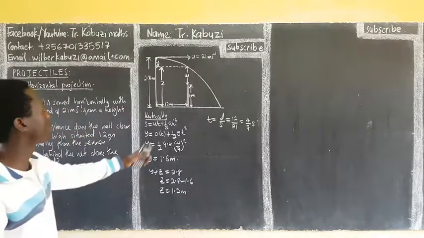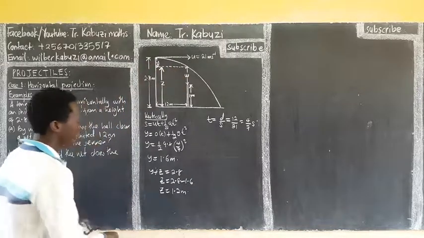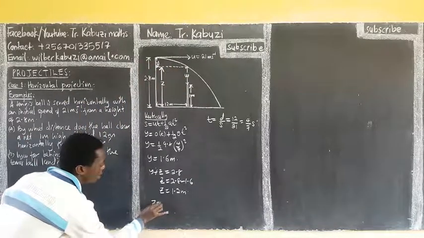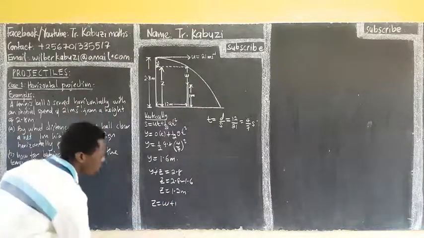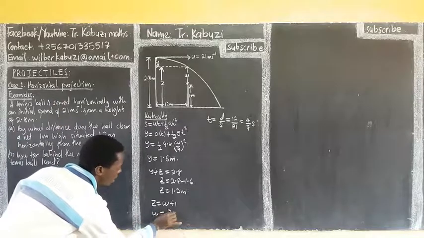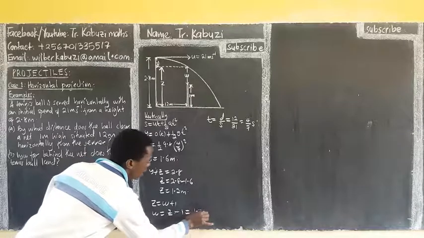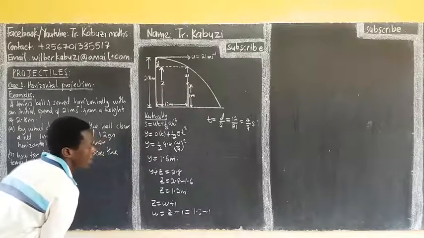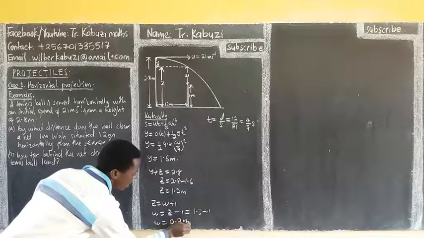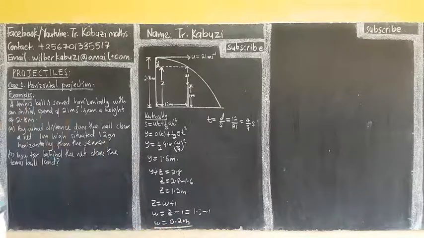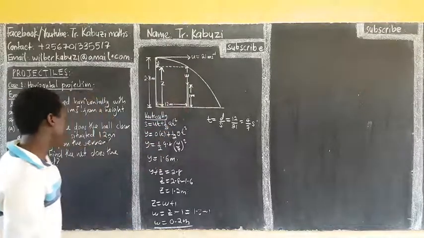So if my Z is 1.2 meters, and this Z will be W plus Y, and so our Z is equal to W plus 1. So if I want W, I find that my W will be Z minus 1, which will be 1.2 minus 1. So my W is going to be 0.2 meters, and that will be the distance. So it will clear this at a distance of 0.2 meters.